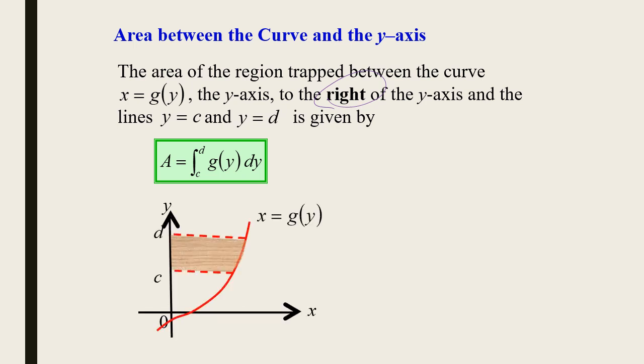So let's say this is our graph. This is a function of x as a function g in terms of y. So the limit here is starting from y equal to c and going to y equal to d. Okay, so this is the region bounded by the function g and the y-axis. It's not to the x-axis, it's to the y-axis. So this area is on the right side, to the right of the y-axis.